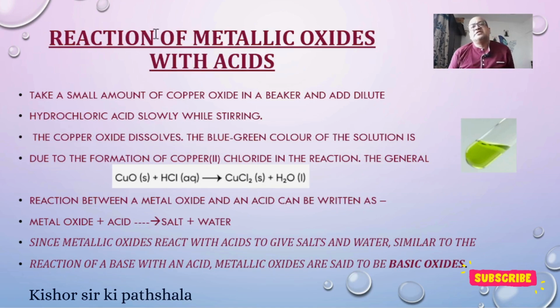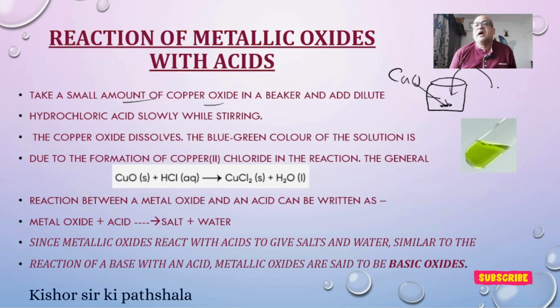Now let's see the reaction of metallic oxides with acids. For this, we need to take a small amount of copper oxide in a beaker, and add dilute hydrochloric acid to it, slowly stirring it.